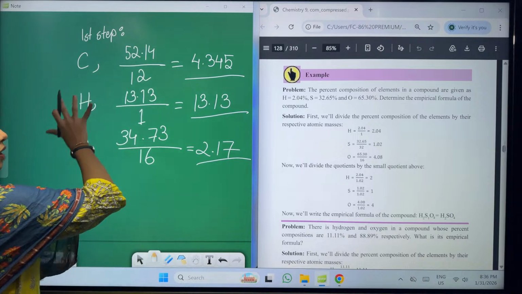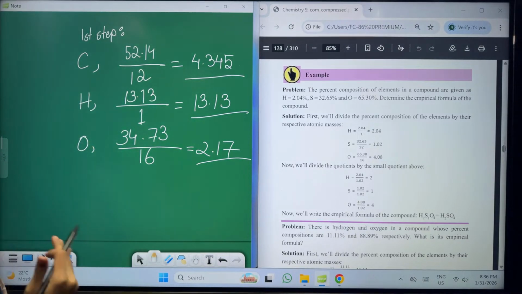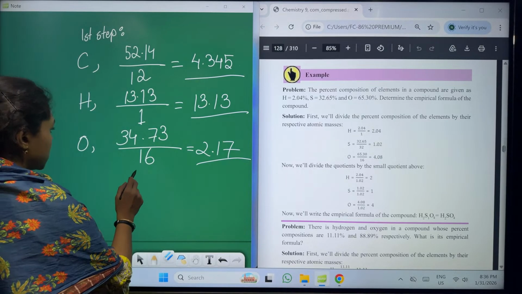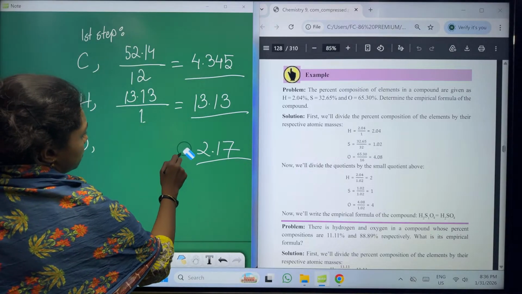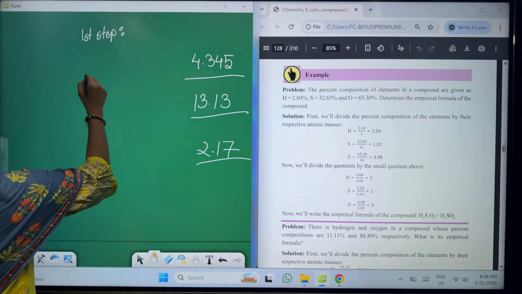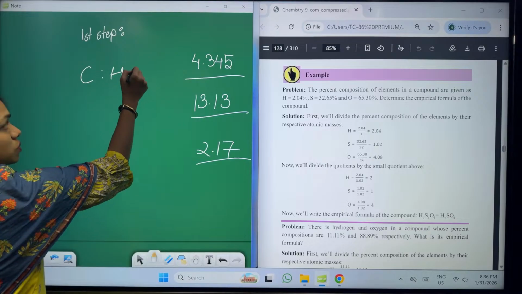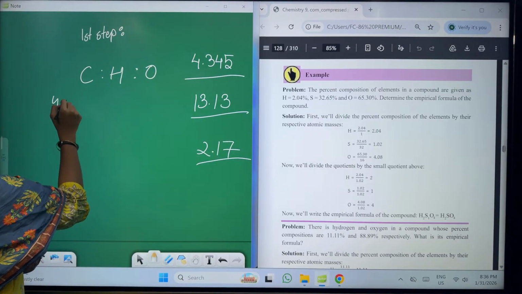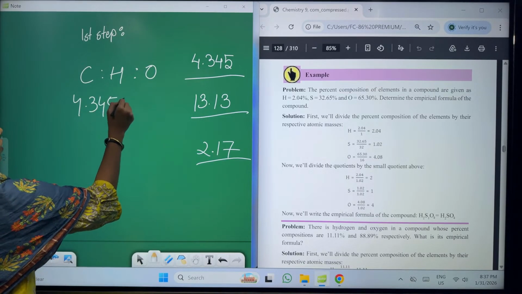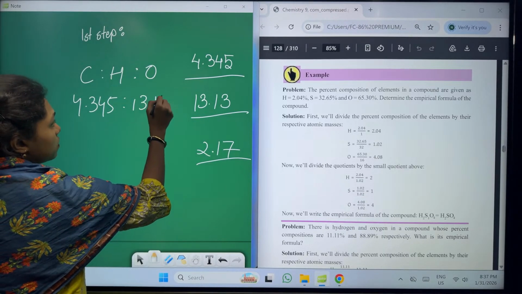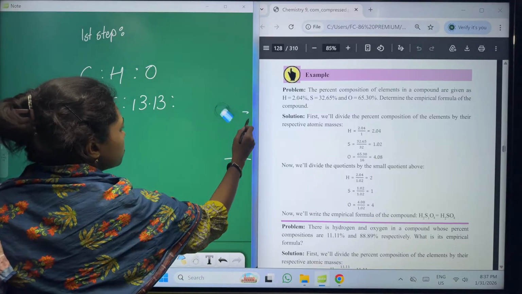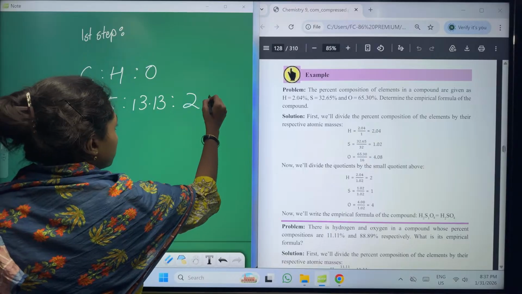We will keep them and we will erase the rest. We are going to proceed to step 2. What was step 2? Making a ratio of these 3 elements. So the previous one was easy, but this one's tough because the numbers are not at all in line. They do not seem like a whole multiple of each other, right? Now what can we do with 2.17?